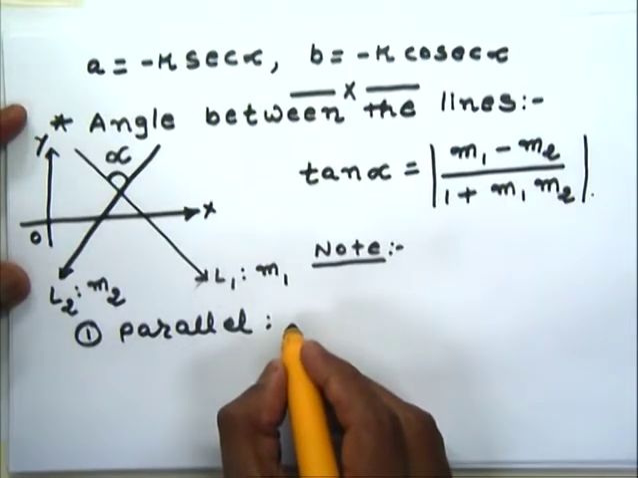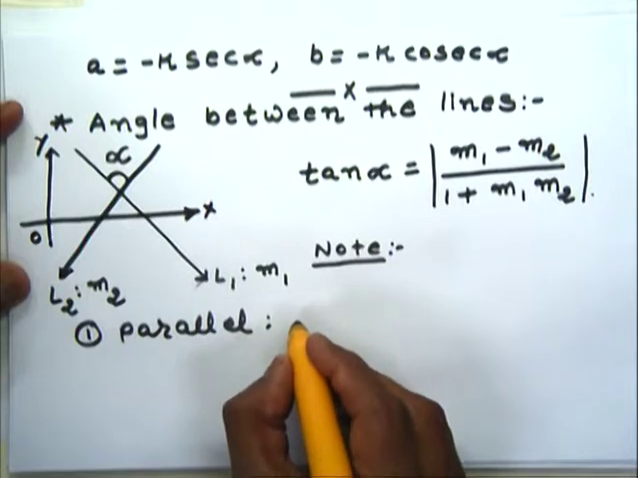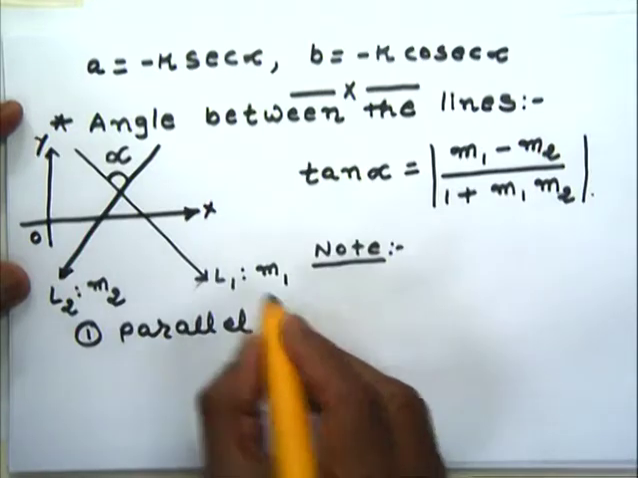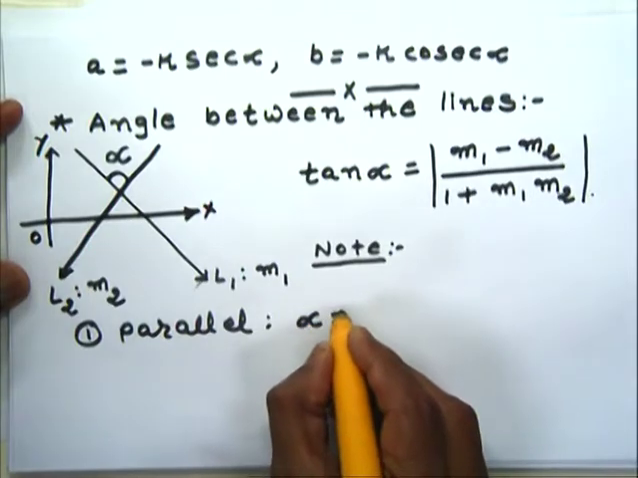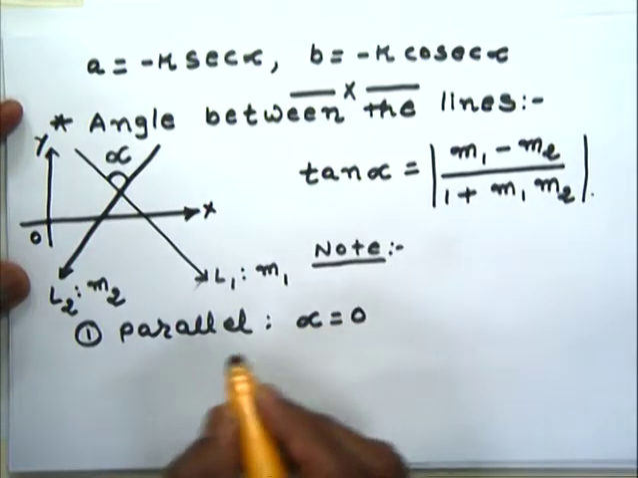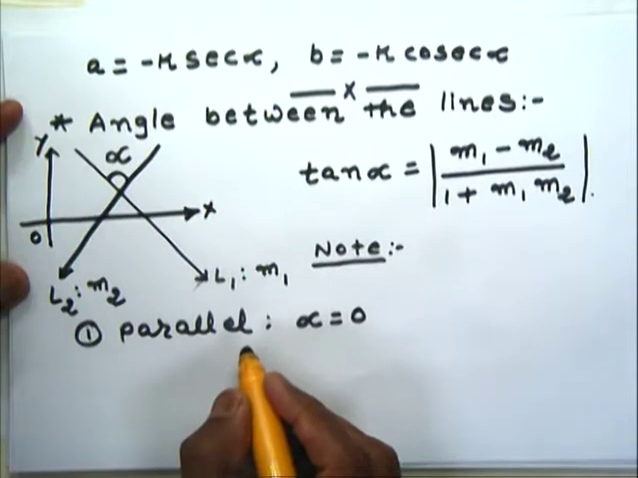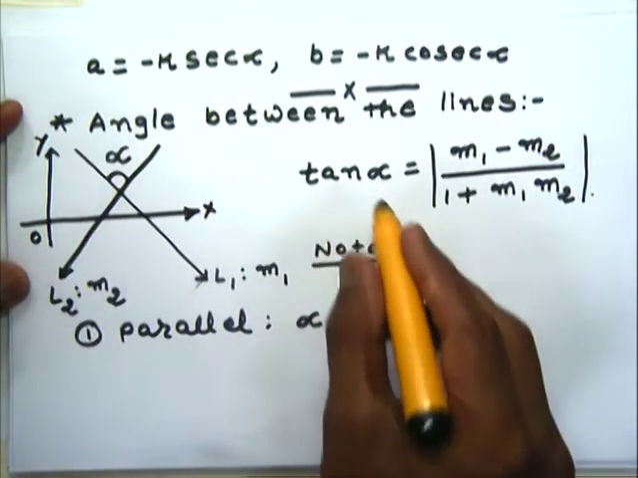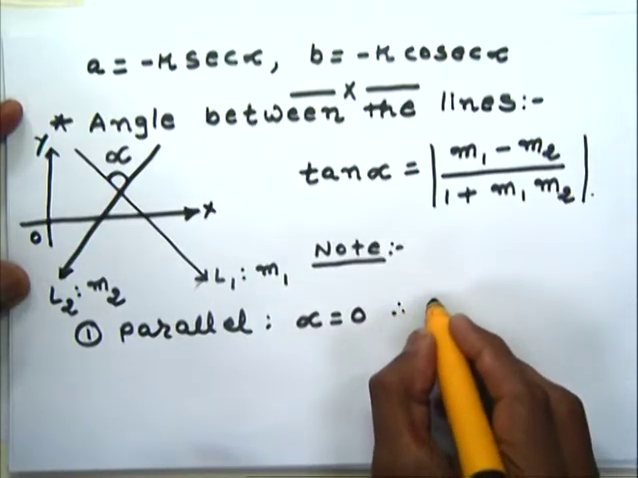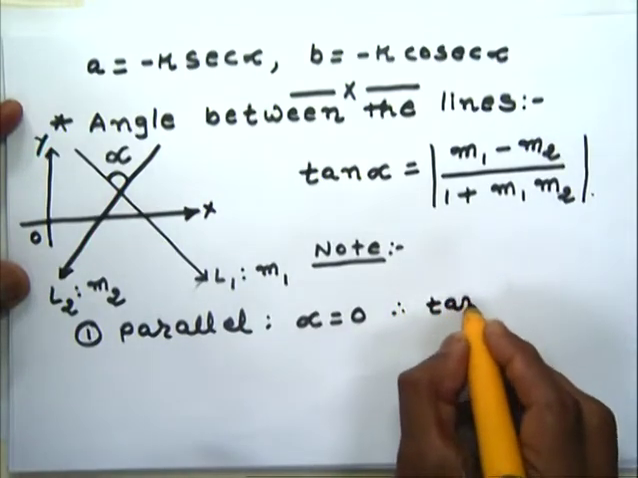Because the lines are parallel, alpha is 0, tan alpha is 0, because tan 0 is 0.